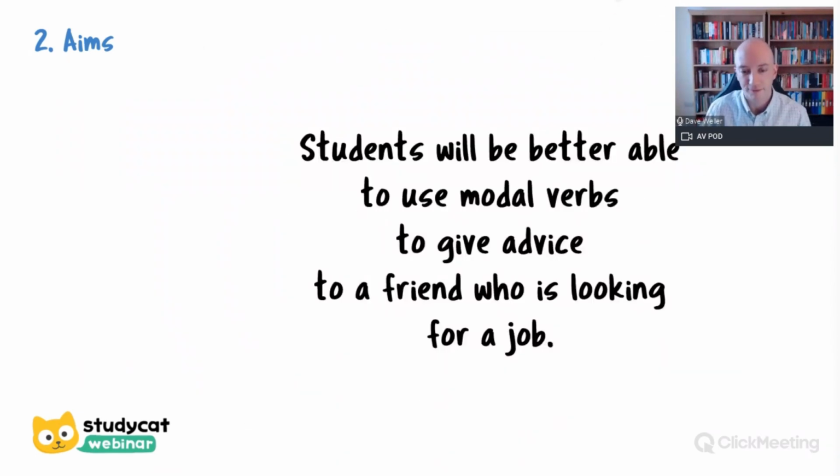If we have a look at this aim on the slide: students will be better able to use modal verbs to give advice to a friend who is looking for a job. That might be an aim, maybe in an adult class, and nothing wrong with that, right? That might be a typical aim. So a question for you guys, what is this topic about? What is this aim about? What is this class about? What's the topic? Any guesses?